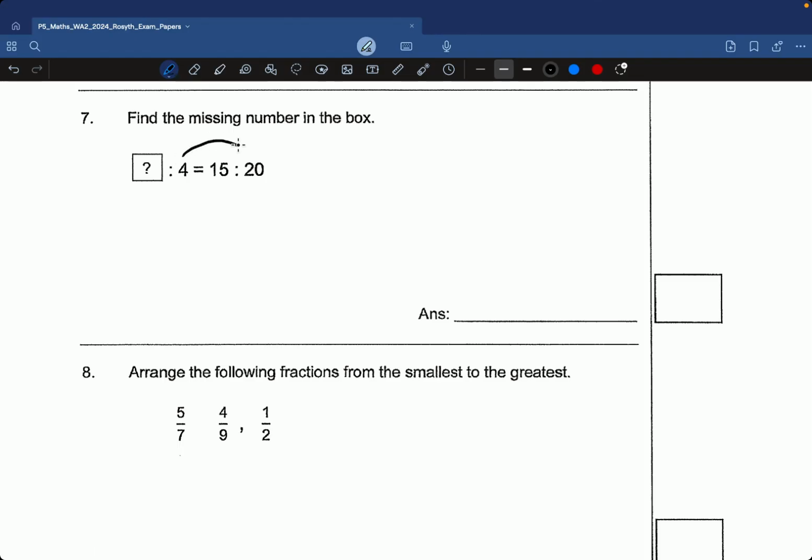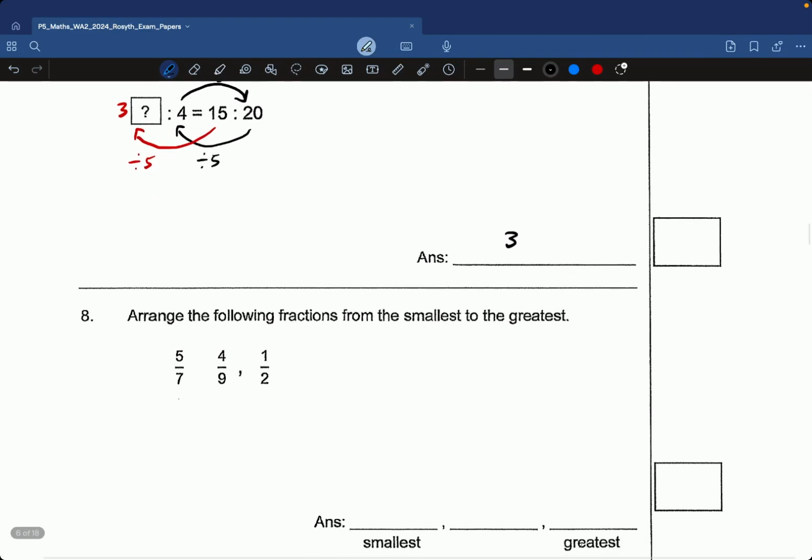So essentially we need to know what happens when our second ratio 4 becomes 20. This is basically when we multiply by 5. So 4 times 5 will become 20. That means the other way works, which is divided by 5. So 20 divided by 5 is 4. That means the same goes to 15, this number, which is divided by 5, and in this case, this is 3. So the answer to question 7 is 3.